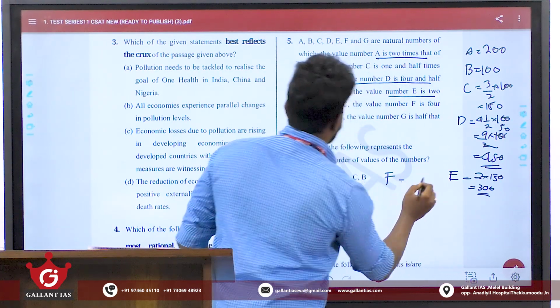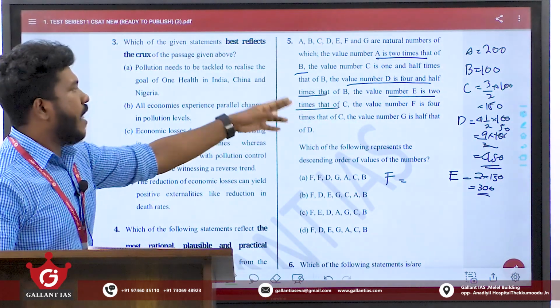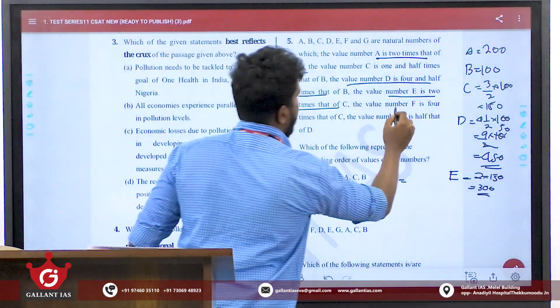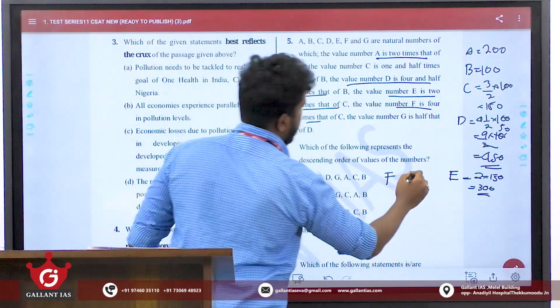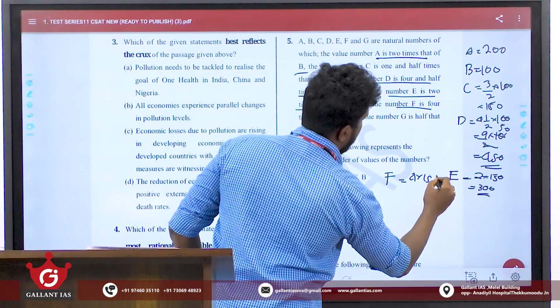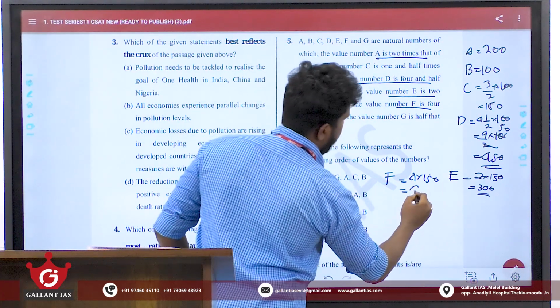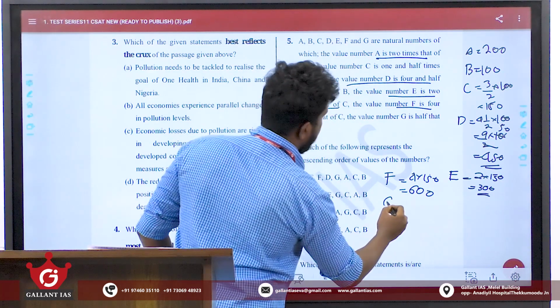Then the value of F. The value of F is 4 times that of C, that is 4 into 150. 4 into 150 is 600. And finally G.